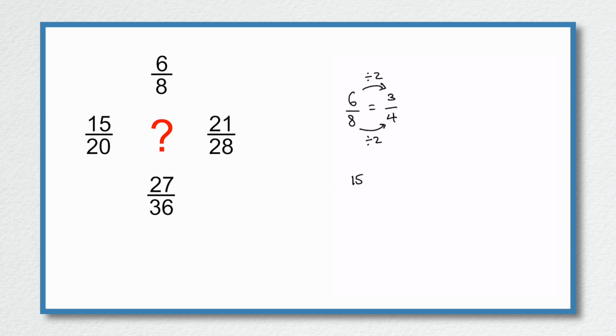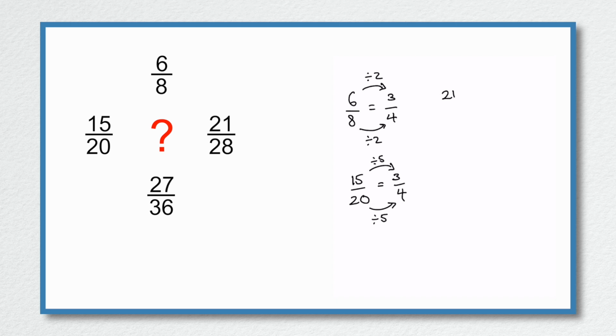Looking at 15/20ths, well, 5 goes into both 15 and 20. So if I divide the numerator and the denominator by 5, again I end up with 3/4. 15 divided by 5 is equal to 3. 20 divided by 5 is equal to 4.